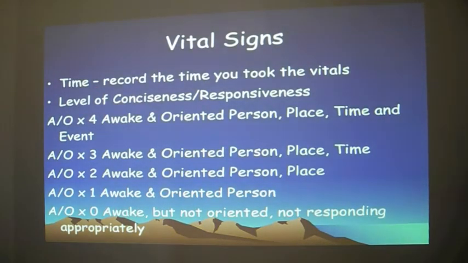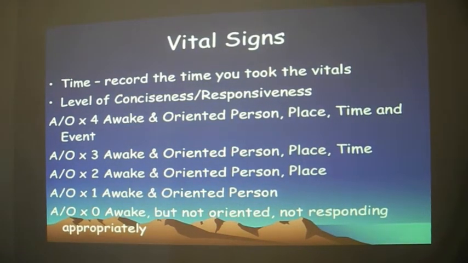Their level of consciousness, LOC, or responsiveness, LOR. It means the same thing. This is just in transit. They're getting away from level of consciousness and going to level of responsiveness. So that's why both are there. Next, are they alert and oriented? That's what the A/O stands for. The 4 is the level.